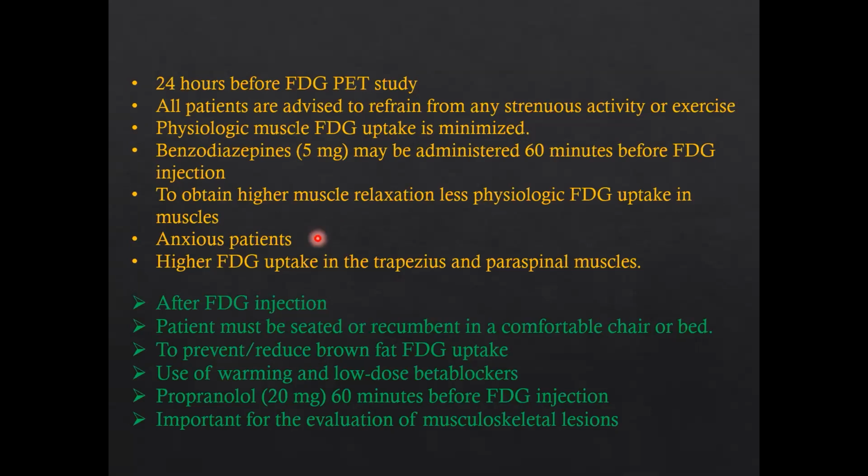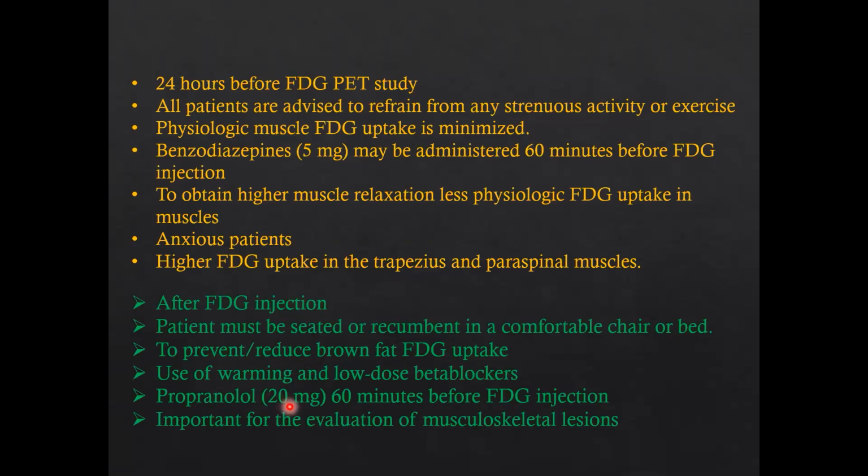So after FDG injection, the patient must be seated or recumbent in a comfortable chair or bed to prevent or reduce brown fat FDG uptake. This is also important. And use of warming and low dose beta blockers to minimize the brown fat uptake, which is one of the important false uptakes which will be seen competing with the muscle uptake, and this is seen especially in cold weather and predominantly in head and neck regions.